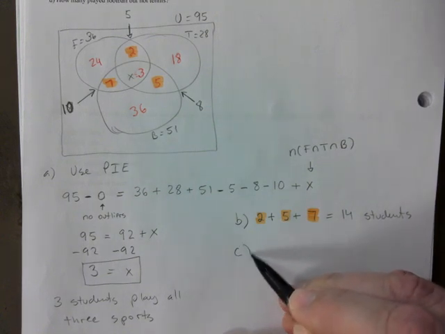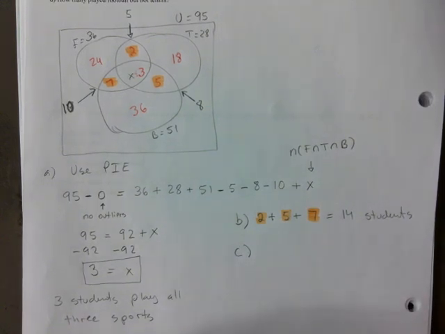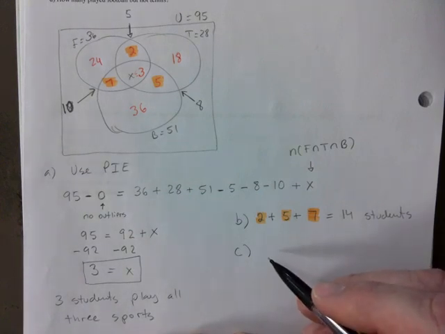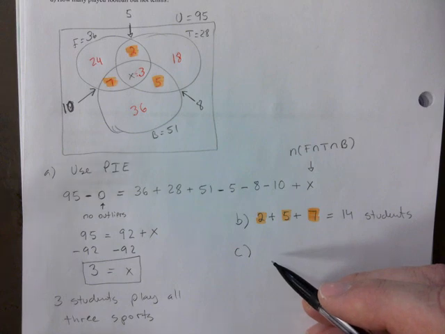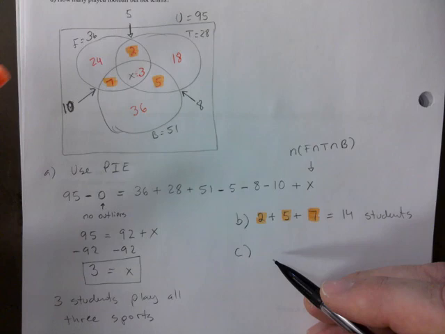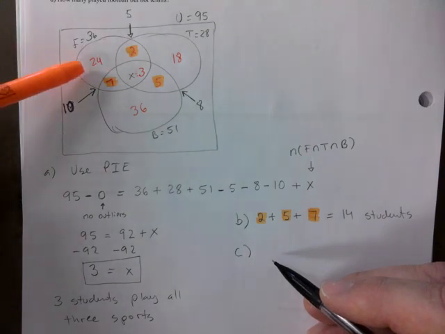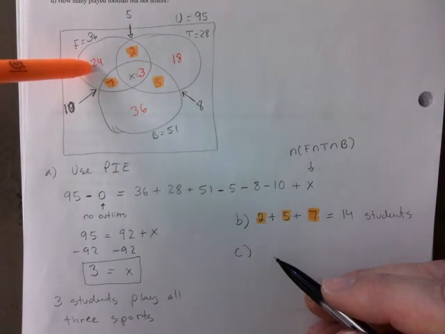And then C, how many only play football? Only football in this case would be, any volunteers for only football? I'm not going to answer because I might get it wrong. It's this one right here, right? 24.